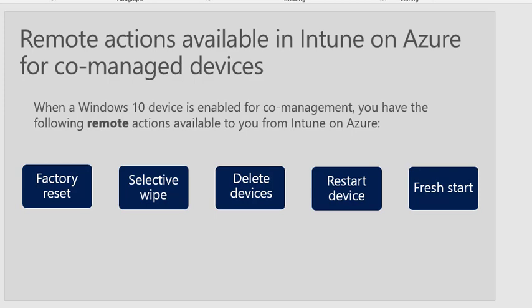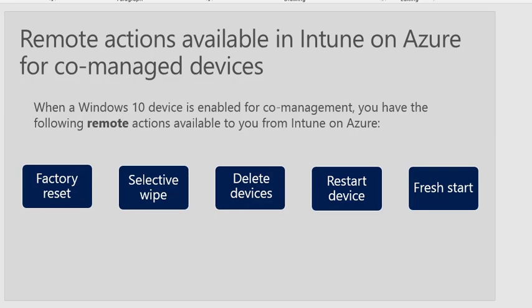Selective wipe. What is selective wipe? Selective wipe is used when a device is lost or stolen, or if the employees leave the company. You want to make sure the company app data is removed from the device, but you might not want to remove personal data on the device, especially if the device is employee owned.